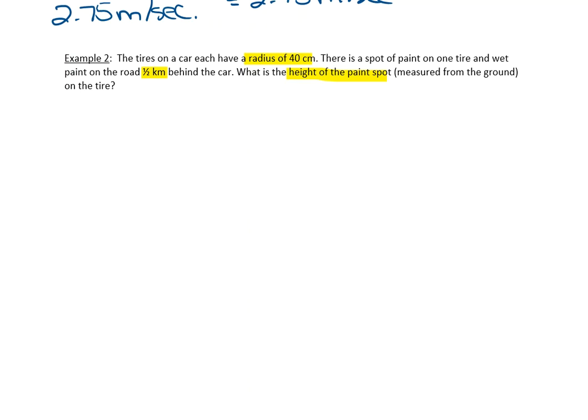So I want you to think back to our last lesson. I told you that it's sometimes really helpful to draw a picture, not just a graph. So if I drew a car here, and I have a car tire, and it's got a radius of 40 centimeters, that means its diameter all the way across is 80 centimeters.